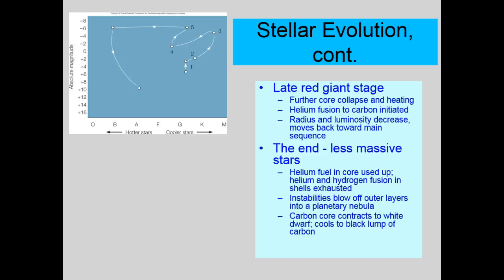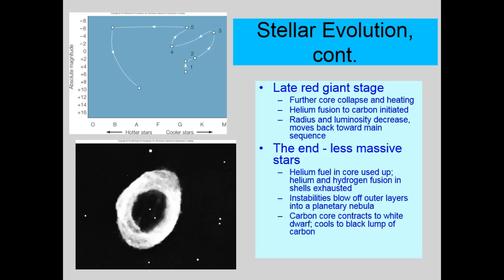Okay, so that's what happens to the less massive stars. It becomes a white dwarf, and then it cools. Oh, there's the white dwarf. I knew it was somewhere out there. And cools to a black lump of carbon. Black doesn't mean the color of it. Black means it's emitting no light. It could be black diamond, black coal, or it could be diamond. Okay.